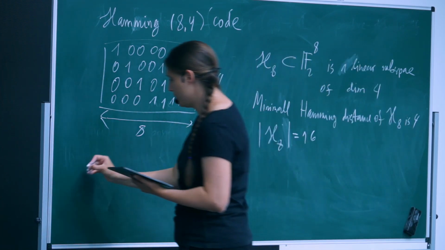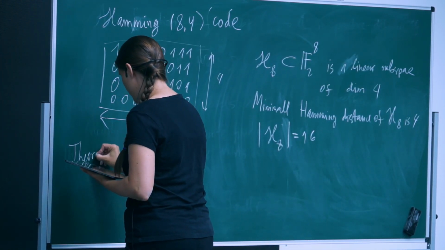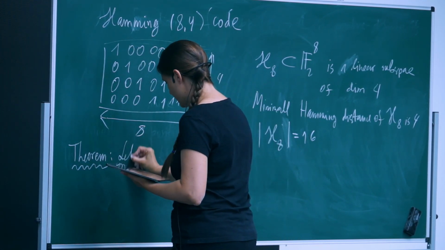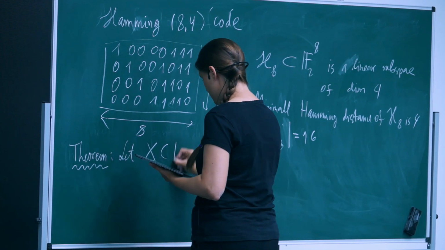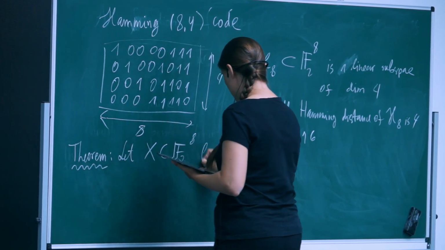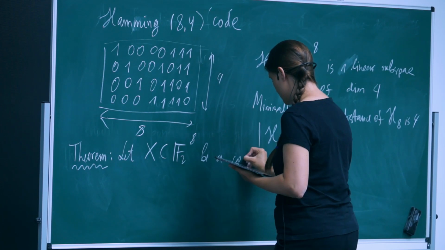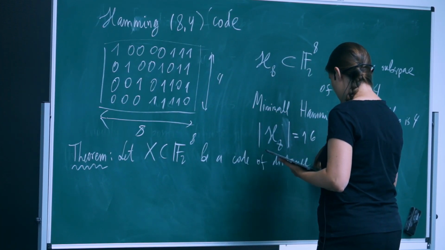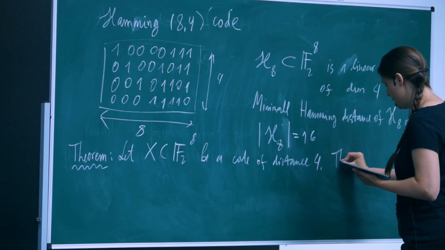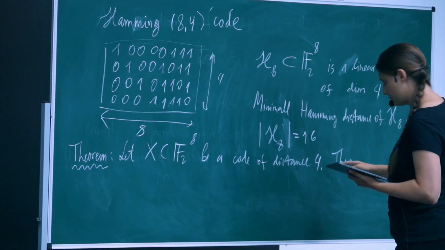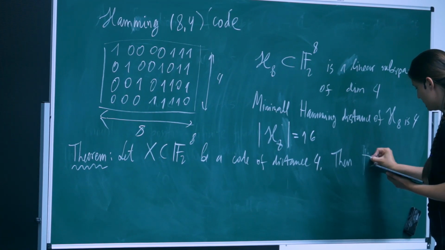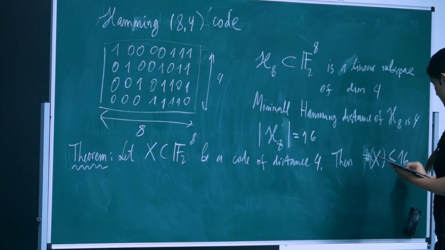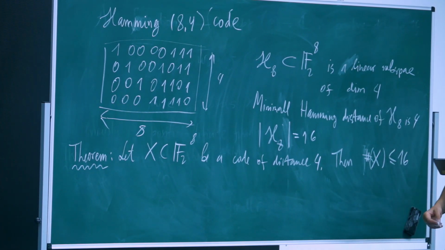And so now the theorem, which we can prove with the help of the previous theorem I've shown you, is the following. Let X be a code of distance 4, then its size is at most 16, which is the size of the Hamming code.